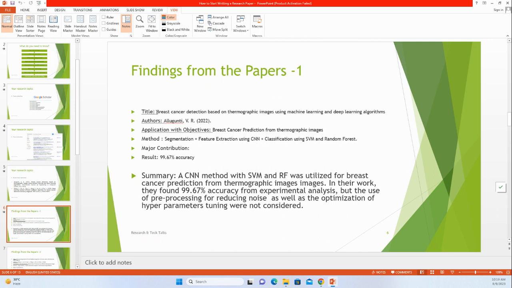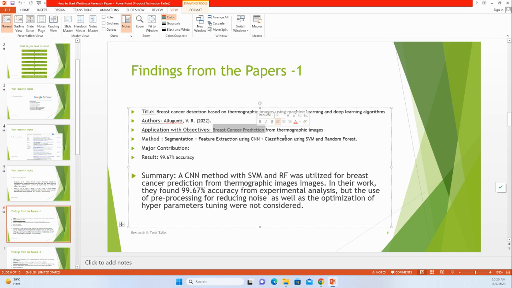So the title we know, everyone knows the title. Who is the author? This one is also known to us. And what is the application? This is another important thing. If we read the abstract, then we can easily find the application. So the application is thermographic images, and the objective is breast cancer prediction. So this is the basic objective.